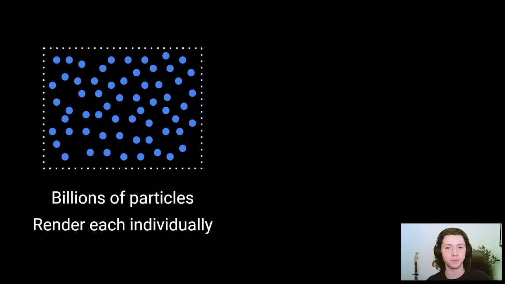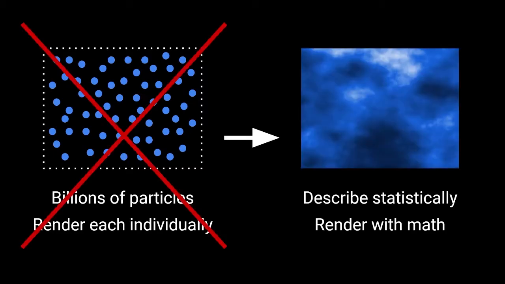So instead, we're going to come up with a statistical description of the volume of particles. We're not going to simulate each particle. We're not going to think about the particles at all, really. We're just going to come up with a way to describe the particles that's more efficient, and then we're going to render using math. We're not going to render each one individually.